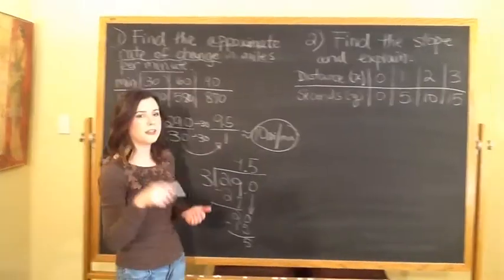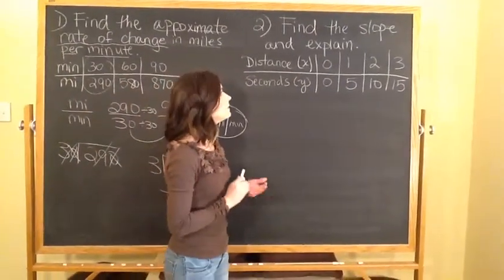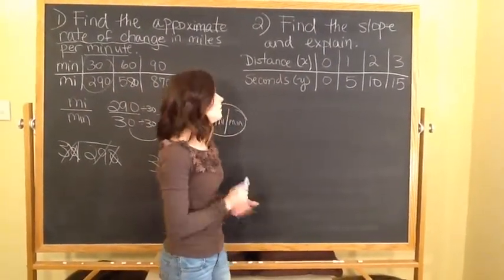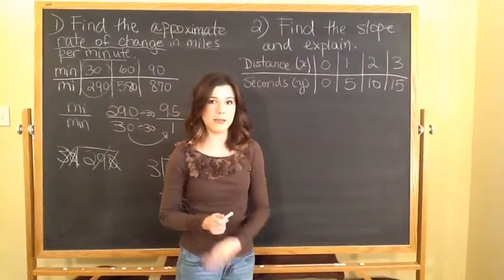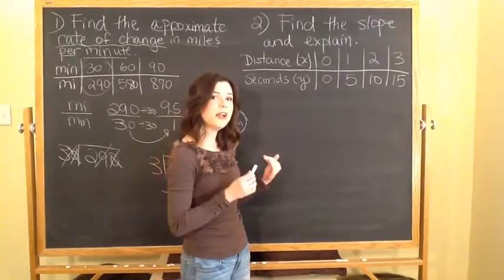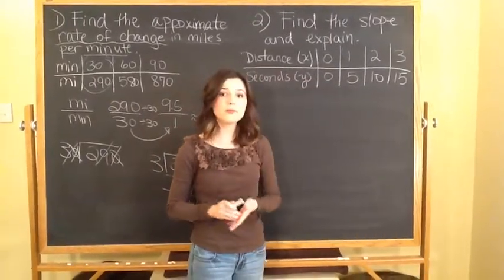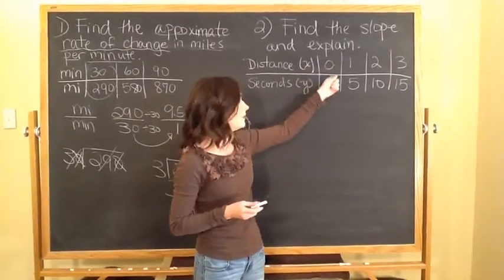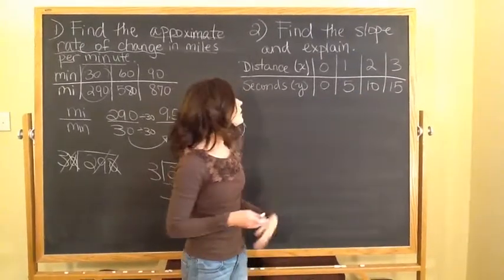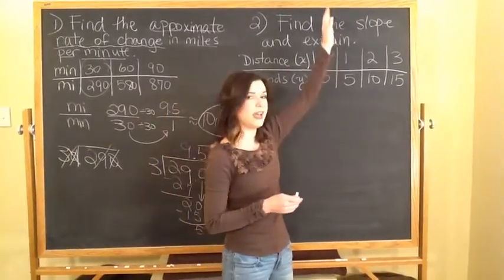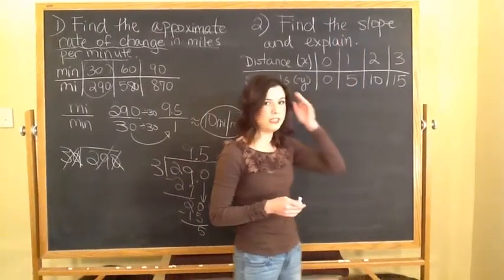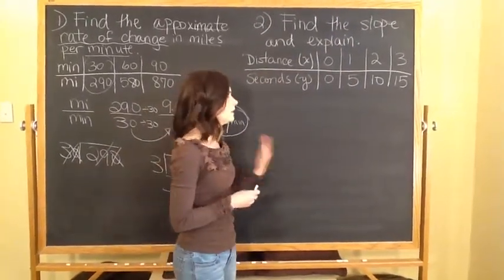Okay, let's go ahead and look at another example. It says find the slope and explain. So first of all, let's find the slope by looking at this information on the table. Anytime you're given information like this on a table, each of these is a different point on the line. So we're starting at 0, 0, then going to 1, 5, then 2, 10, and then 3, up to 15. So that is what our line is looking like.